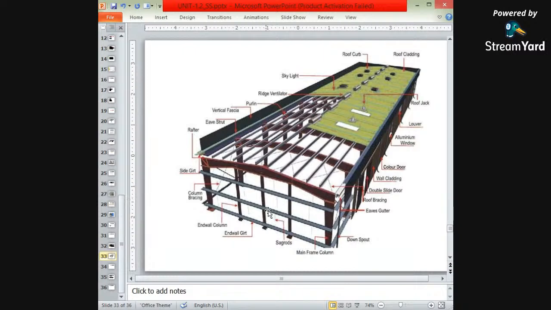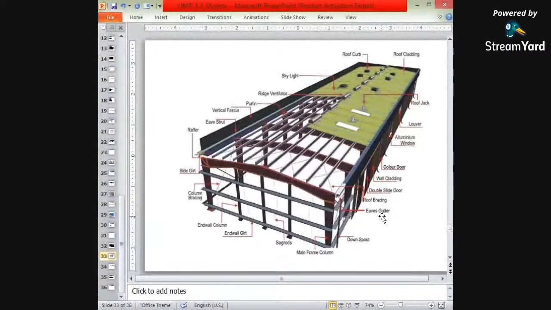This is just a section of a steel structure, showing the various components of a steel structure. There is the shed, an industrial shed. These are the bracings. Rafters are provided here. These are the purlins, which have been provided. This is the roof cladding, which is also made up of steel. Roof sheets are made of steel, and there are roof bracings.